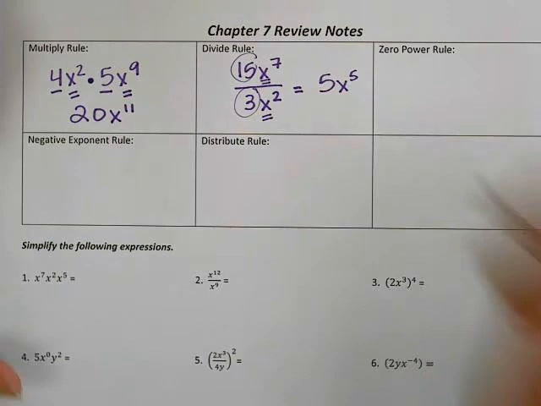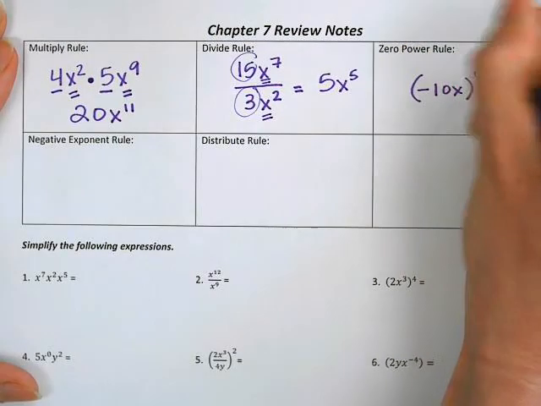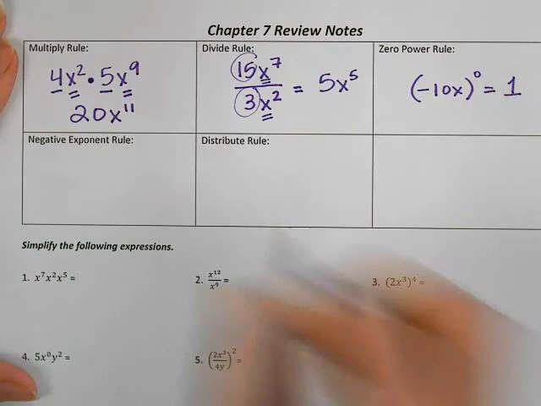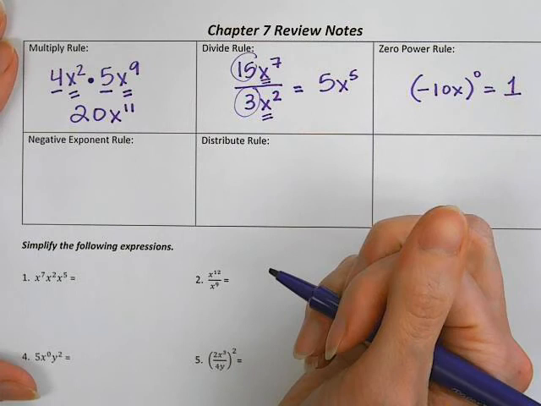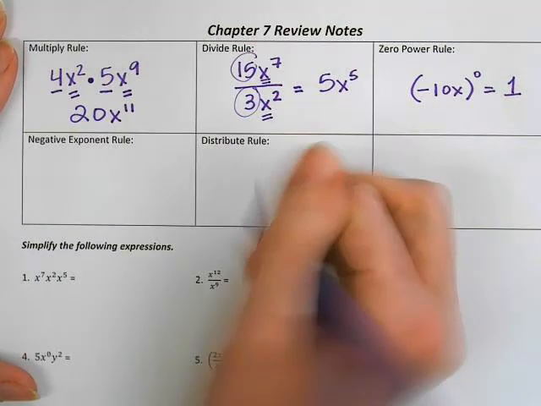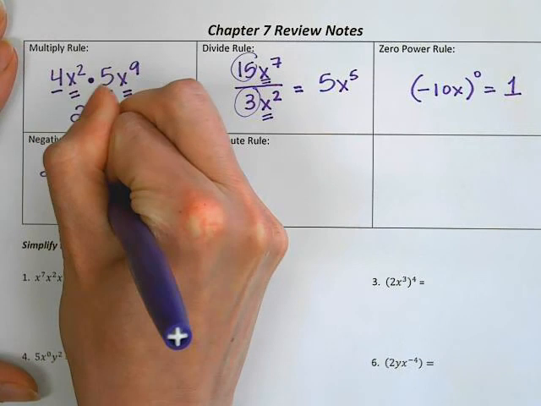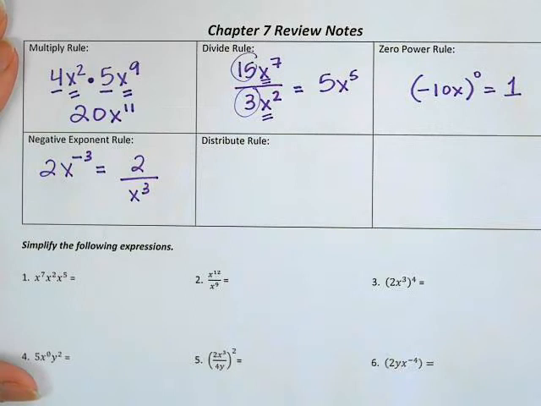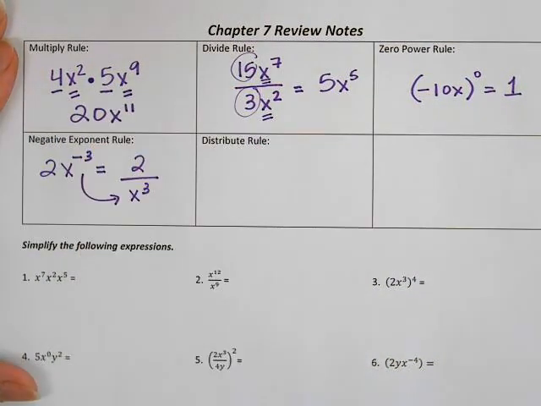The zero rule, any number or variable to the zero power is always 1. Negative exponents: if your exponent's negative, drop it like it's hot. If it's negative on the bottom, then you bring it to the top. So for example, 2x to the negative 3, the 2 would stay, but the x^3 would drop. And when you drop it, it becomes positive.